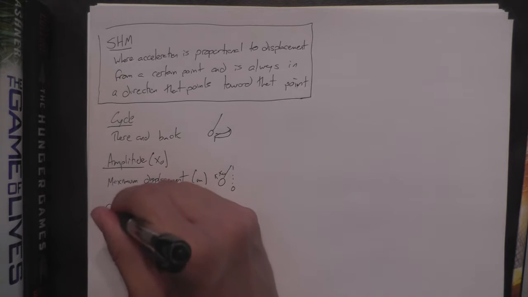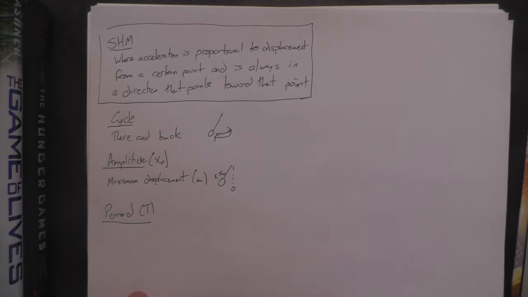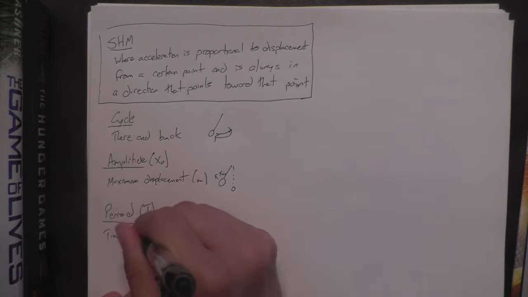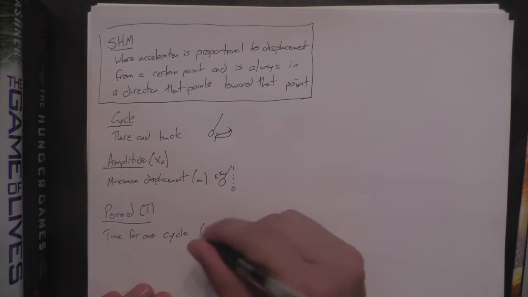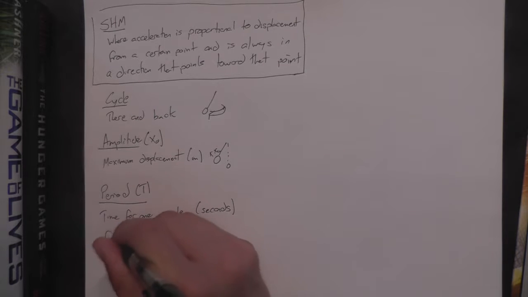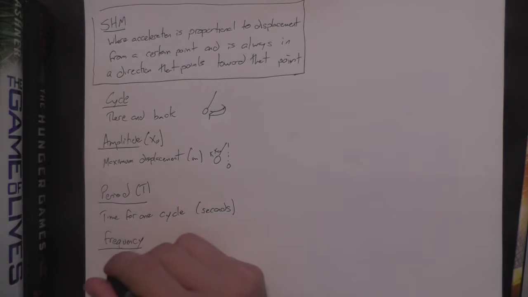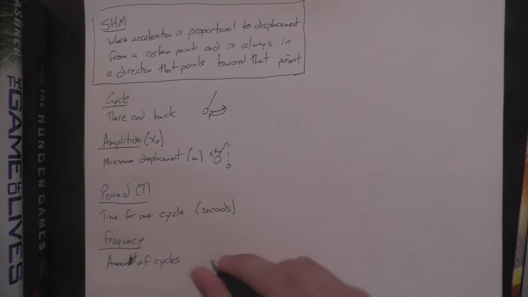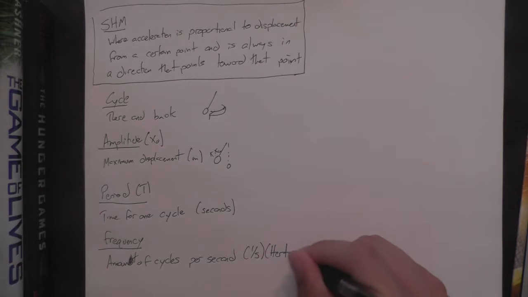The period, as represented by T, as you may remember from our last section on circular motion, is the time for one cycle. Of course, measured in seconds. Then we have an interesting value known as frequency, which is the amount of cycles per second, measured in 1/second, also known as the hertz. And frequency is represented by a cursive F.